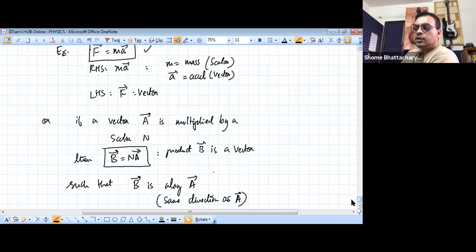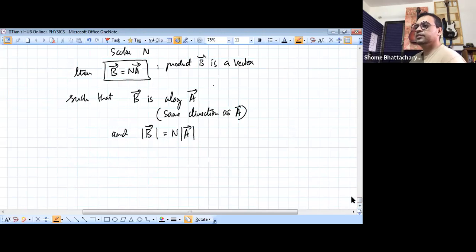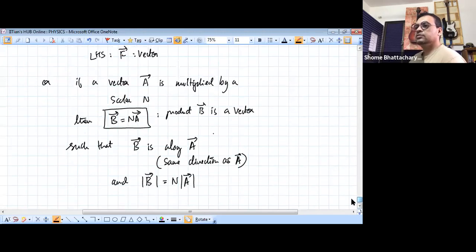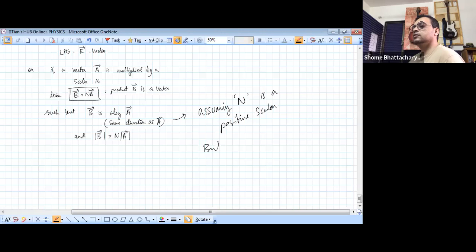Now, just one additional thing to understand over here. This explanation that I've written is with an assumption. This is with an assumption that n is a positive quantity. But a scalar is not always positive. So this is assuming n is a positive scalar. But keep in mind, scalars can be negative also.